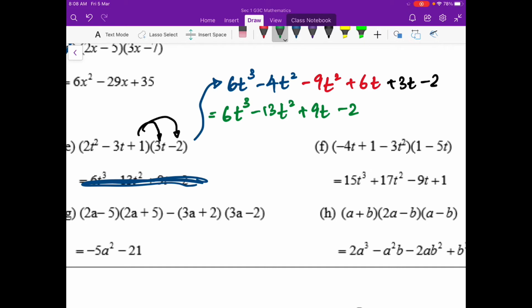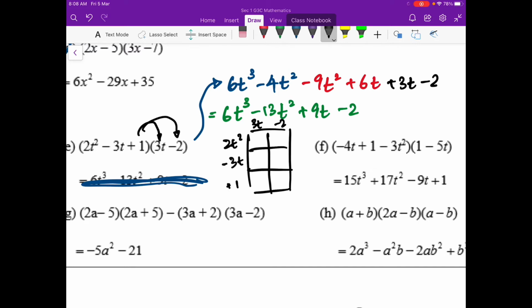Can we do this with a multiplication frame? Yes, we can. So instead of 4 boxes, we're going to have 6 boxes. Okay, we got 3t minus 2, 2t squared, negative 3t, and positive 1. So same idea applies. Fill in the 6 boxes, you will get these 6 terms.